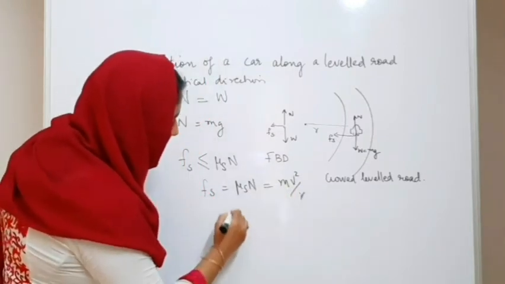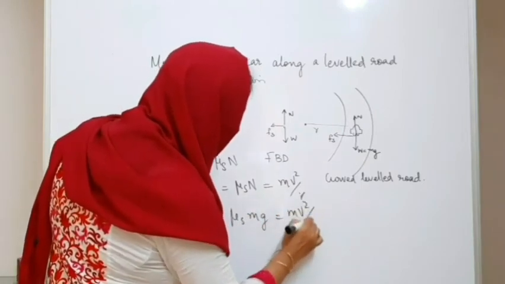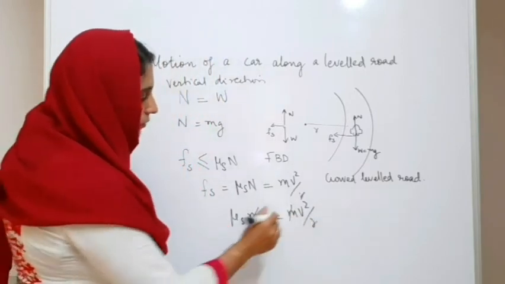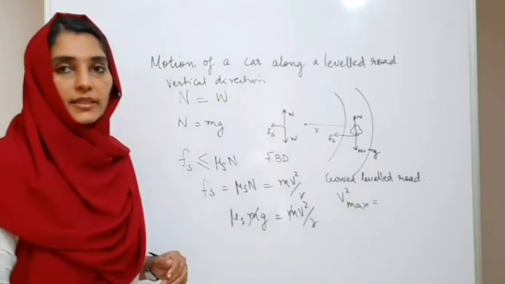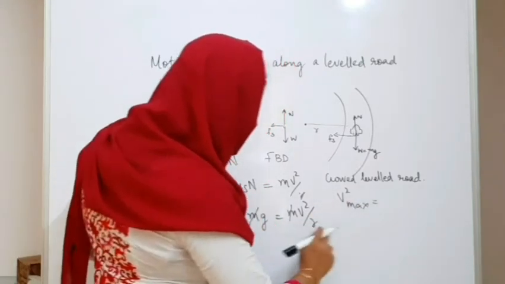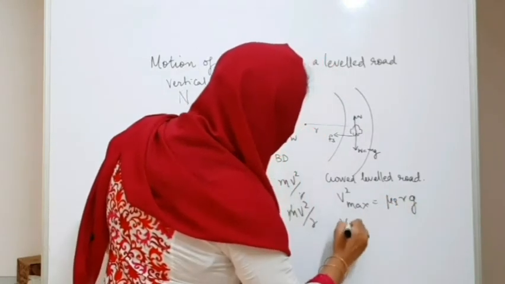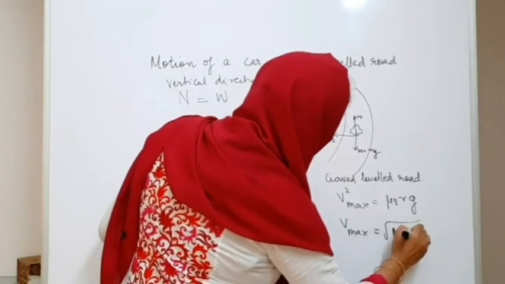So let us write mu s into mg is equal to mv square by r. M gets cancelled, and what you get as an expression for v square is this. Let us write it as v square max, because we are interested in the maximum speed, is equal to mu s into r into g, or V max is equal to root of mu s into r into g.